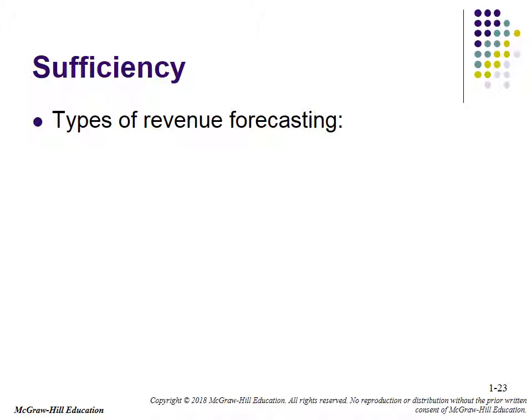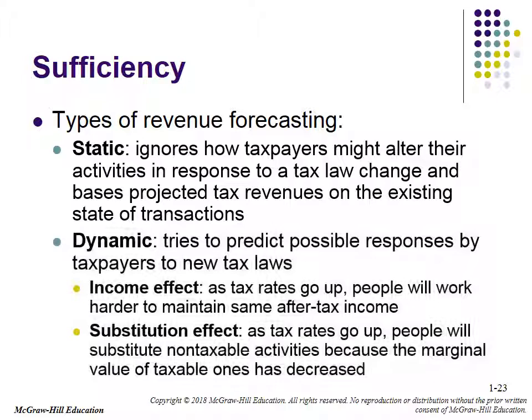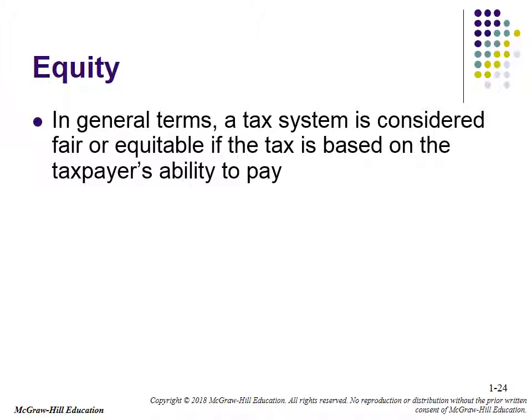Okay, so some more information about sufficiency. We should forecast our revenue. Static ignores how taxpayers might alter their activities in response to a tax law change. Dynamic says, let's see, if we make this change, what's going to be the effect of the new tax law? Are we going to still be able to pull in the money we want? Again, equity. A tax system is considered fair or equitable if it's based on the taxpayer's ability to pay. So that's another reason, too. We'll see that progressive tax system.